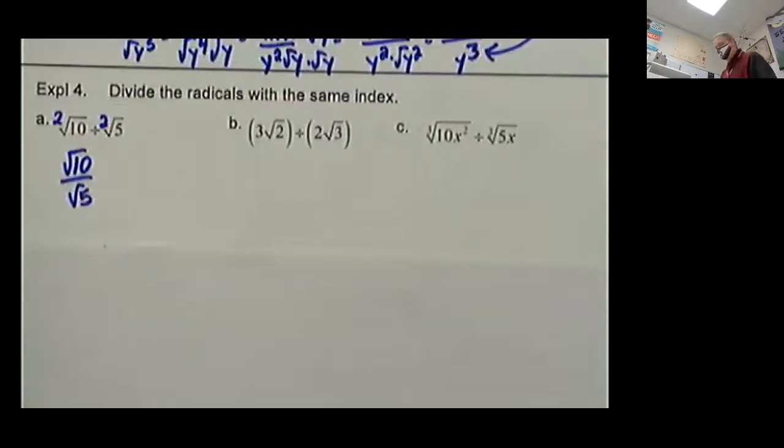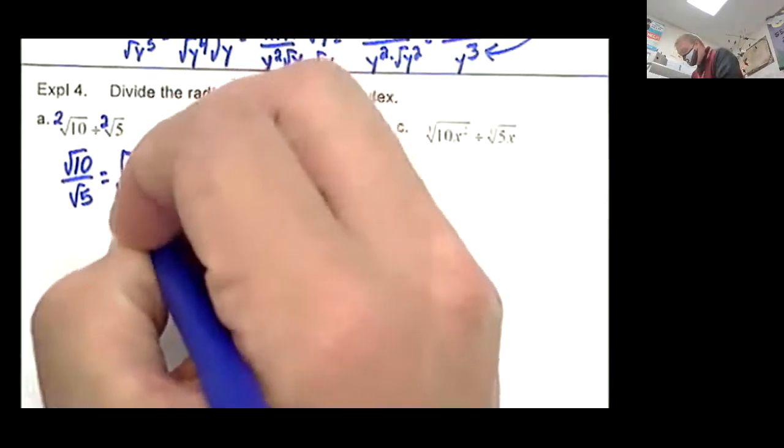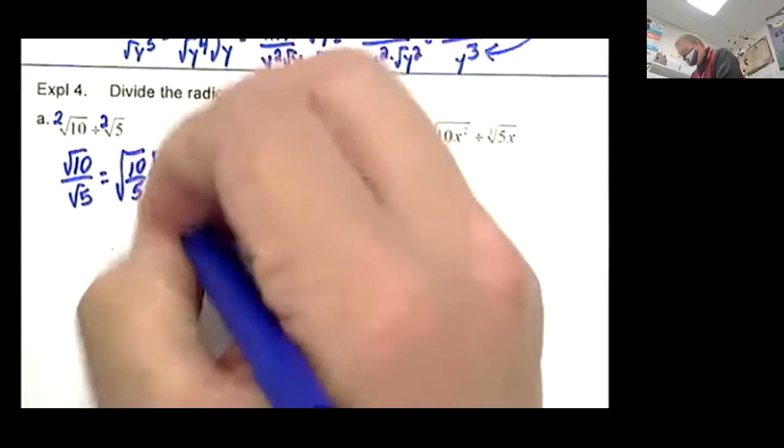Now this one has a shortcut. You could rationalize, but notice that we can actually just do square root of 10 divided by 5, which is square root of 2. There's our square root of 2.